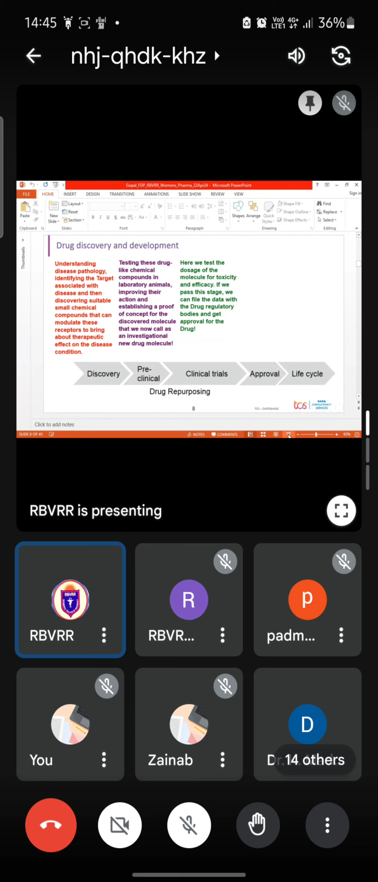Anyway, and then we go to the clinical trials: dosage, toxicity, efficacy, phase one, phase two, phase three, phase four. And then we come to the market and surveillance. At the life cycle stage, we have to do the surveillance of what is happening to the approved molecule. That data is also important, because with that data and with the help of AI, we can develop a better formulation which can be more effective than what we have.